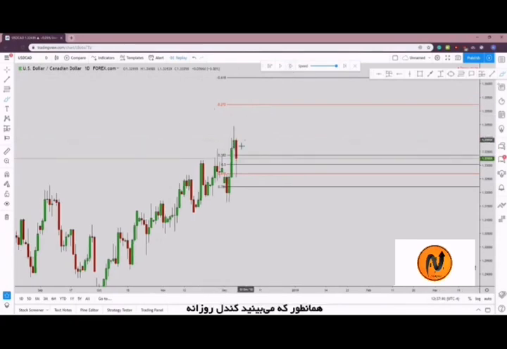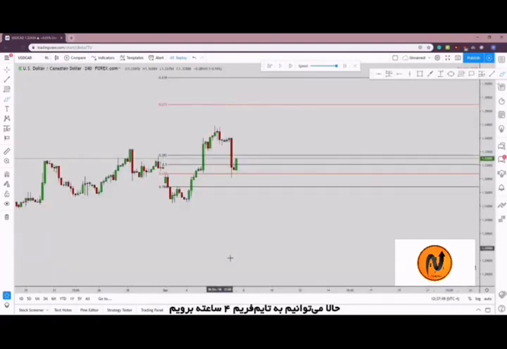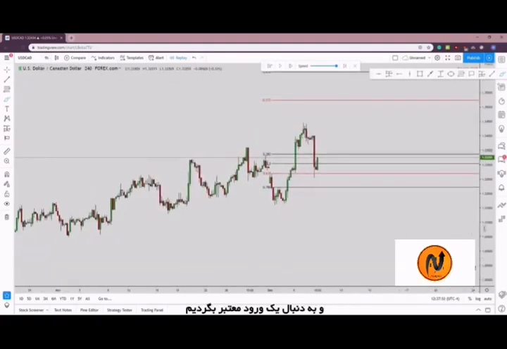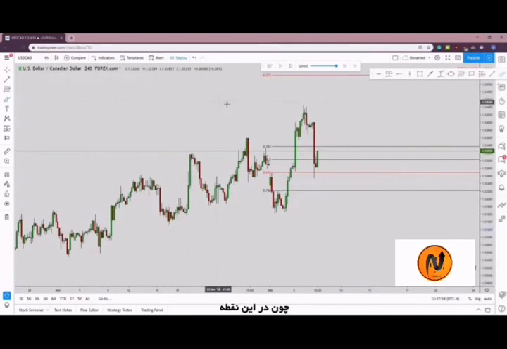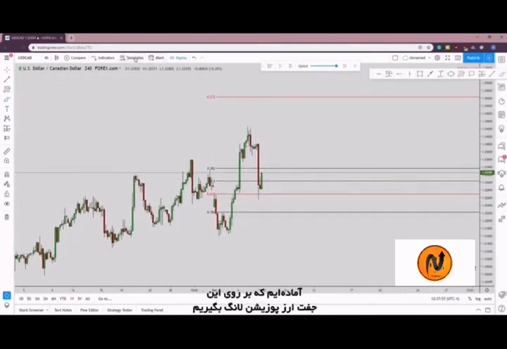As you can see, the next candle taps much more than the 382. It goes all the way down to the 61.8. At this point, we can go on the 4-hour time frame and we can look for a valid entry, because at this point we are ready to long this pair.